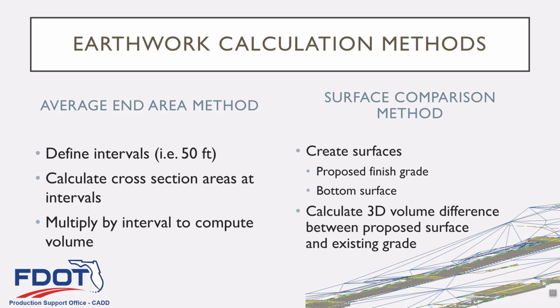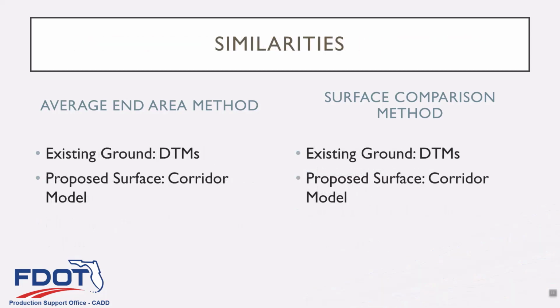So basically, on the surface comparison, you take that bottom surface and the existing ground, put the two together, and just look at the difference between the two. And that 3D volume between those two surfaces is your earthwork, and it's a lot more accurate than the average end area method. Now the existing ground, of course, you should be getting from survey, but you're going to be creating the proposed finished grade and bottom surfaces.